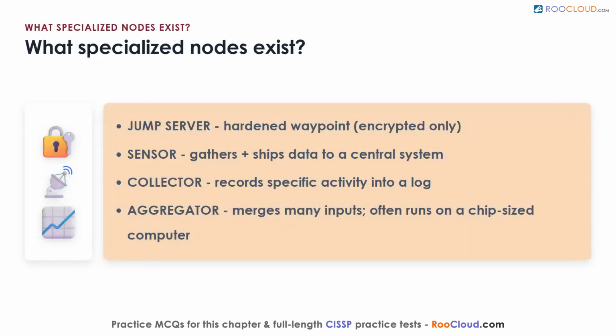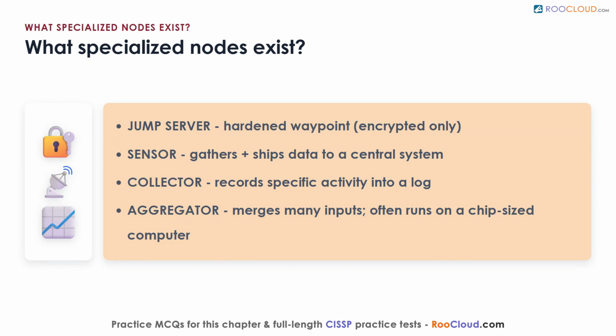What other specialized nodes round out a network? A handful of purpose-built helpers. A jump server is a hardened waypoint you connect through to reach a sensitive system more safely, common in screened subnets and cloud networks, and it should only ever accept encrypted connections. A sensor gathers information and ships it back to a central system for analysis.